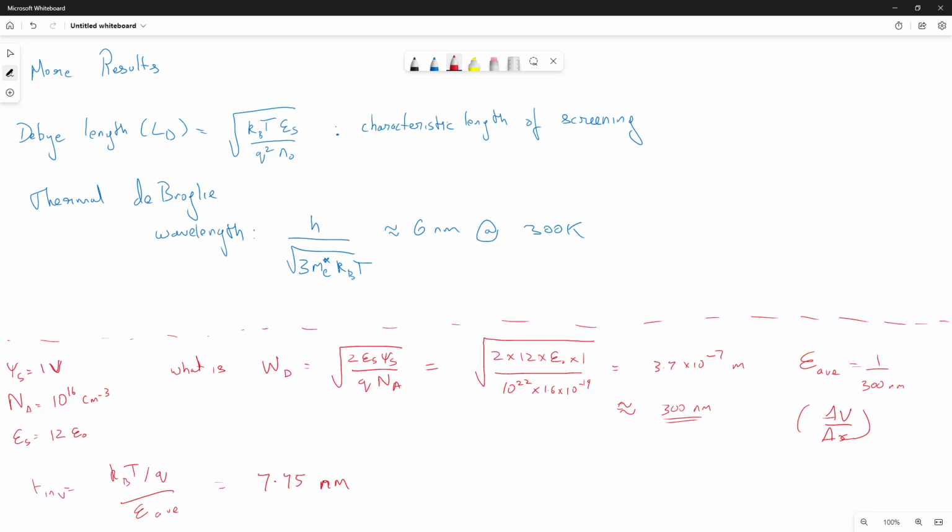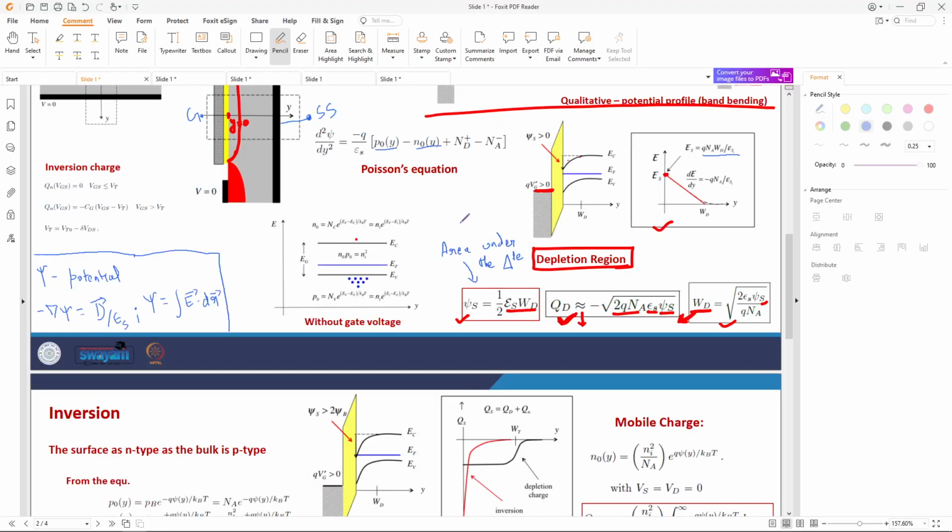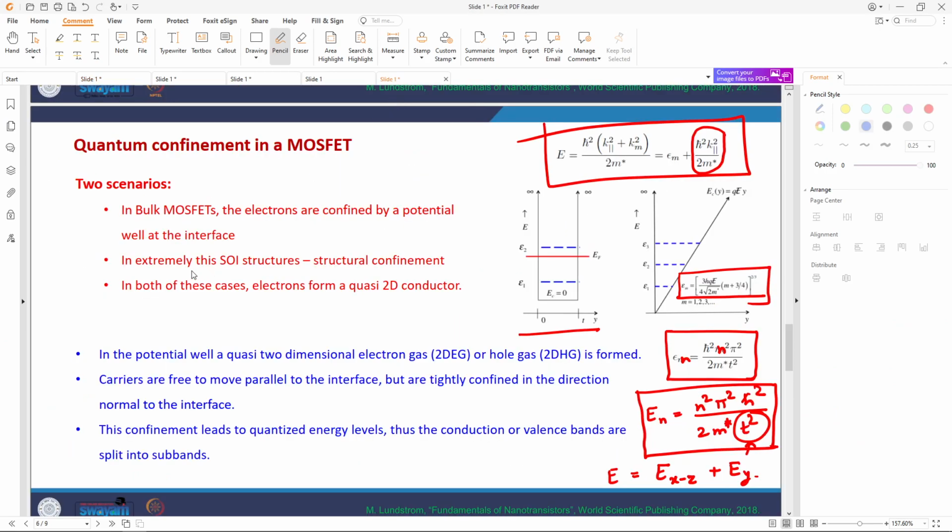So, even in a bulk MOSFET, there is confinement. There is a potential well due to the electric field, and the characteristic length of this is around 8 nanometers, at least based on the calculations that we did. It is actually independent of the channel length. Channel length doesn't matter, right? It just depends on the electric field applied across the y-axis.